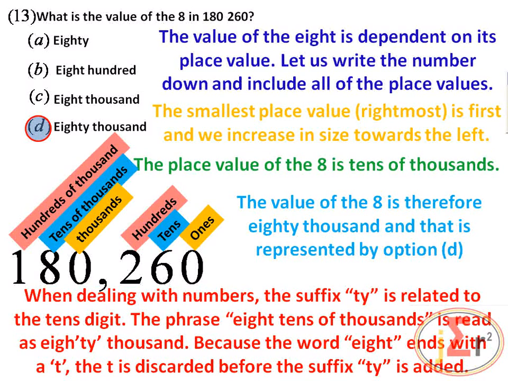But because we have 8 that ends with a t already, we eliminate the t and then add ty. So 80. 8 tens of thousands. 80 thousands. Notice that 8 is in the tens of thousands. So 8 tens of thousands. 80 thousands.